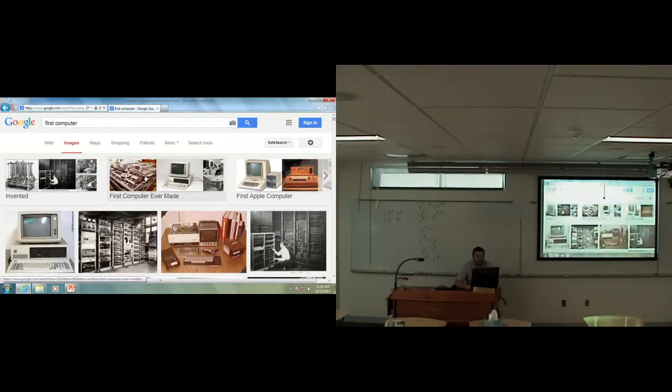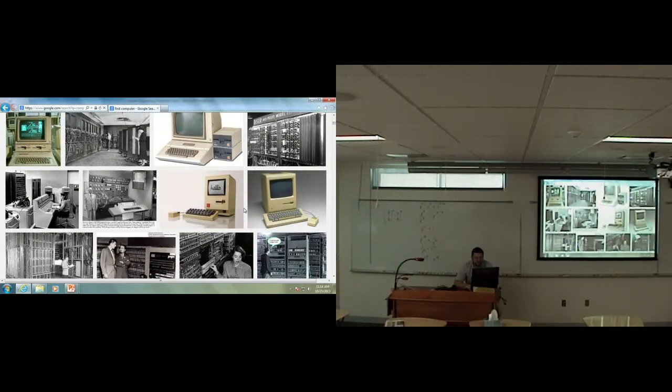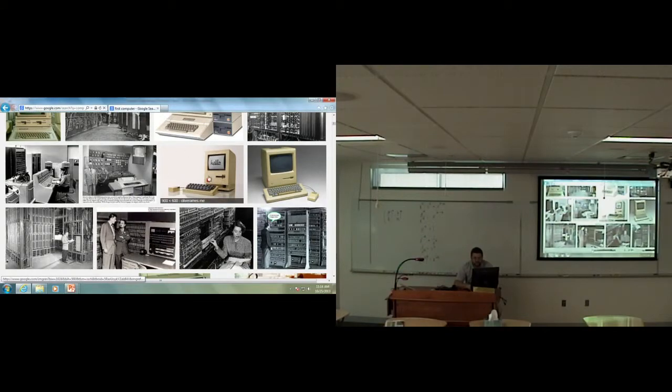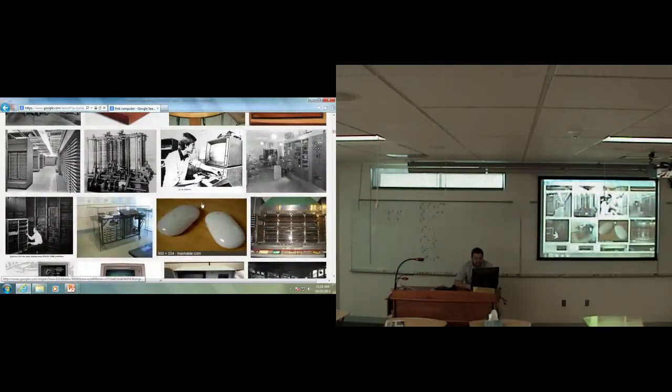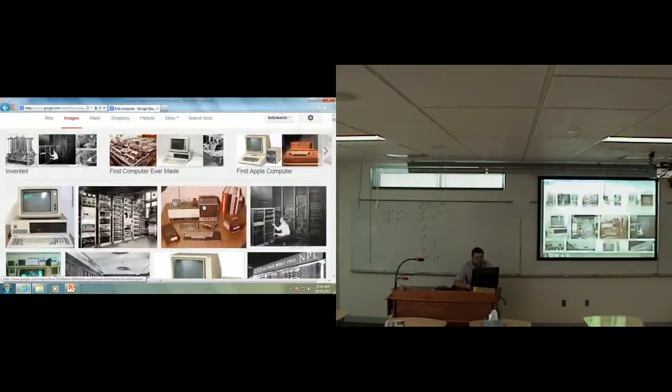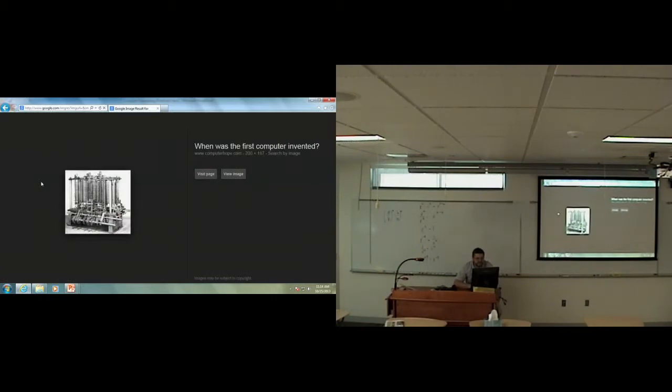Well, here they show these huge rooms with computers. They have the first personal computers. They have the first Apple computer, the ENIAC computer. They have lots of different versions of what they think the first computer is, the first Macintosh. However, you can go even further back. So, for example, if we go back to right here, this particular computer, this is a mechanical computer.